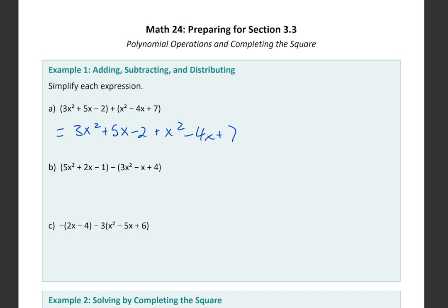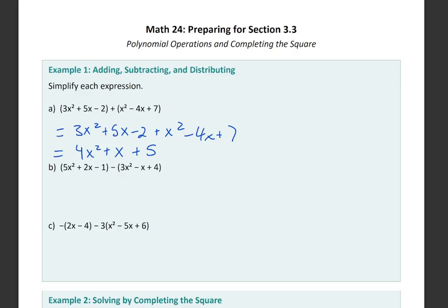Remember, like terms are things that match in the variable and the exponent. So things like 3x squared and x squared can be added together. In fact, that gives 4x squared. And then I have a plus 5x and a minus 4x, so that's plus x. I have a minus 2 and plus 7, which is plus 5. So with that first one, we just combine the like terms as usual.